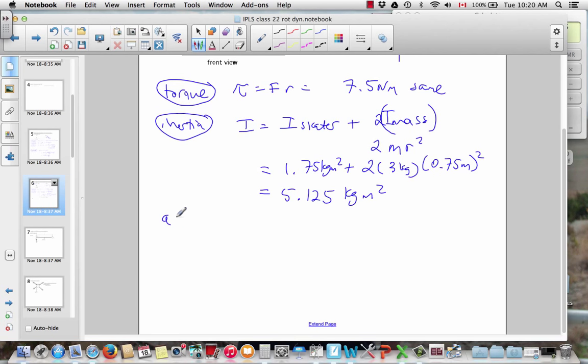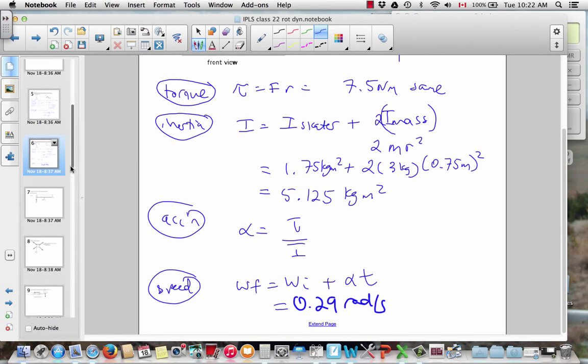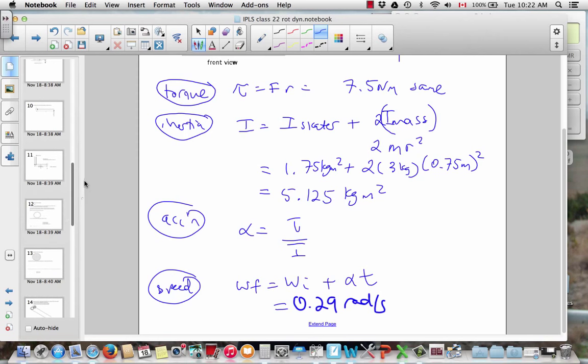So now we can repeat the process, find the acceleration, just as the ratio of torque to inertia, and then find the final speed using kinematics. And the final result ends up at 0.29 rads per second, which is slower than the previous example. And it's slower because we have more inertia now. So that same force will not create the same final spin speed.